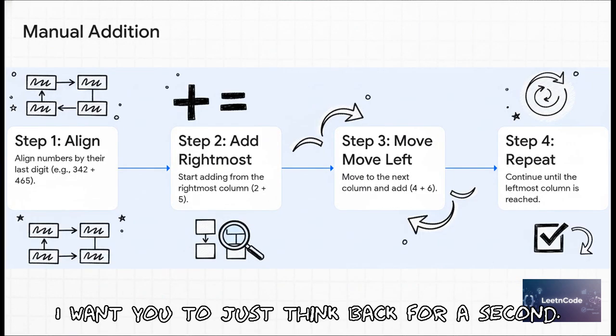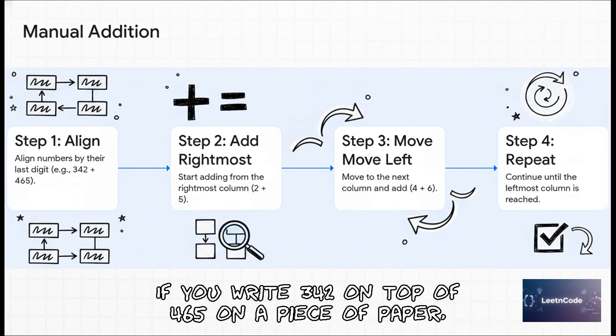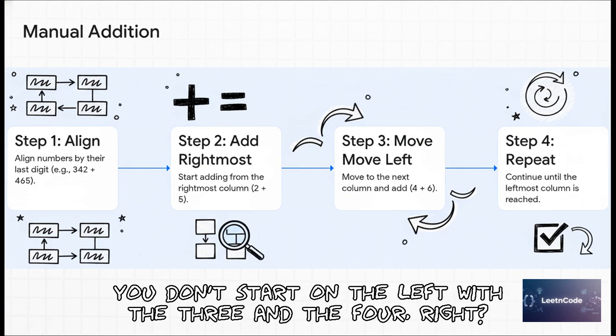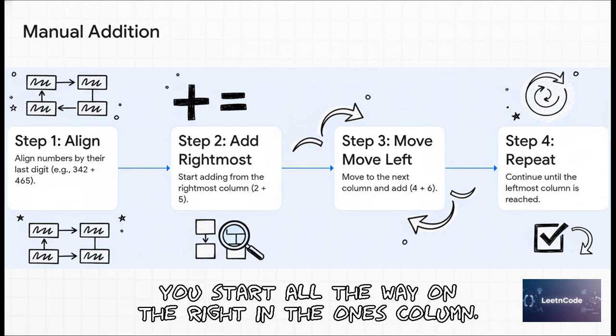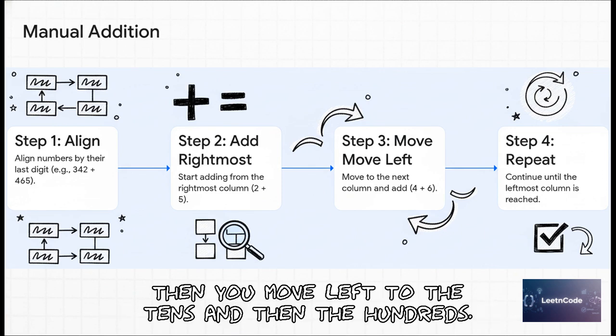I want you to just think back for a second. Way back to grade school learning to add. If you write 342 on top of 465 on a piece of paper, where do you start? You don't start on the left with the 3 and the 4, right? No way. You start all the way on the right in the ones column. You add the 2 and the 5 first, then you move left to the tens and then the hundreds.